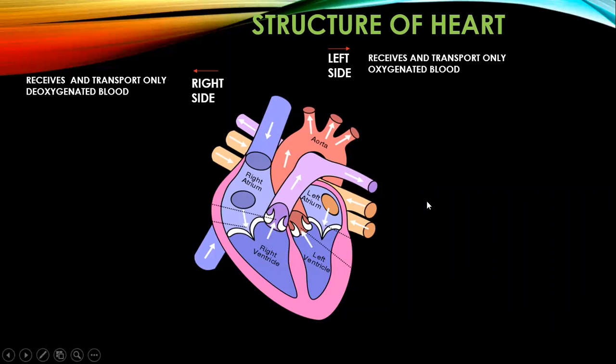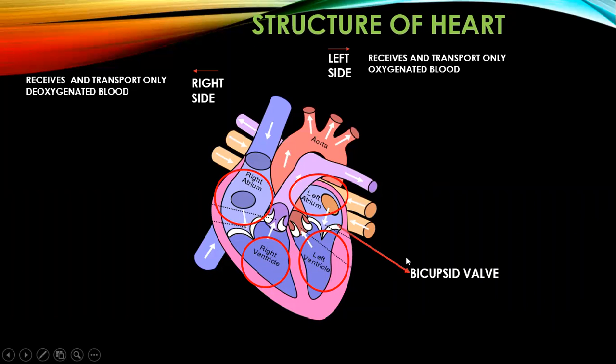Now there are four chambers in the heart. The first chamber is called the left atrium. The second chamber is called the right atrium. The third chamber is called the left ventricle. The fourth chamber is called the right ventricle.